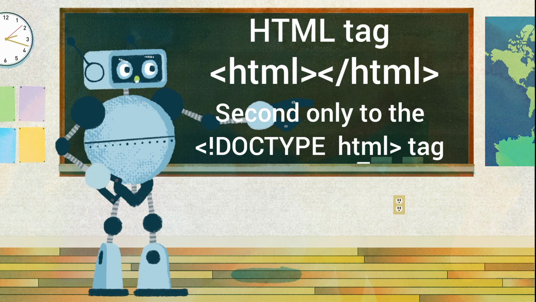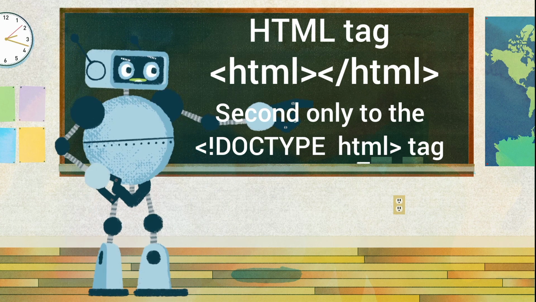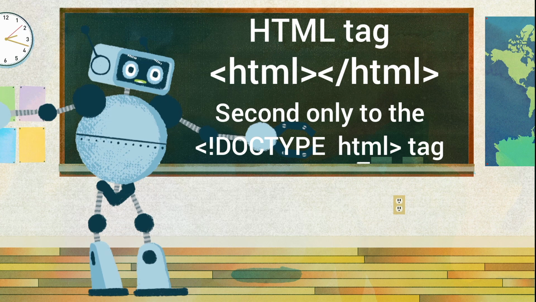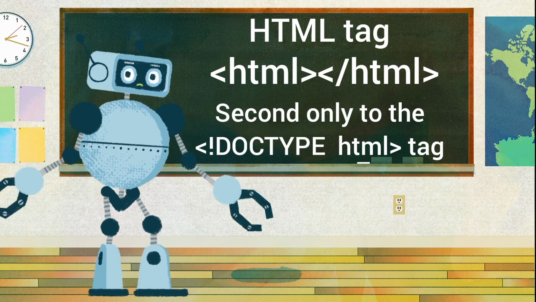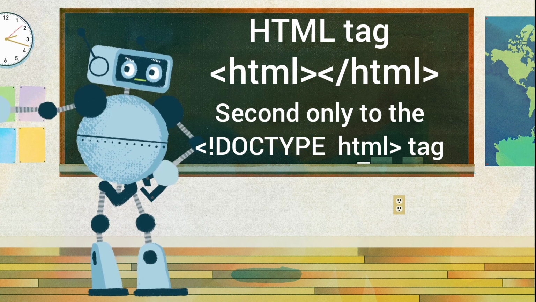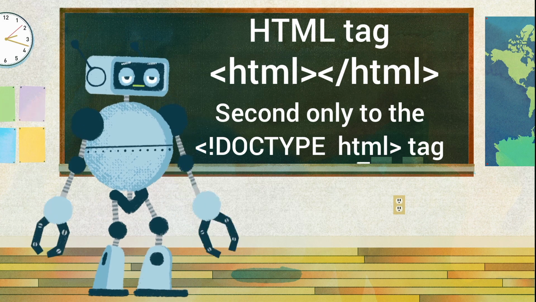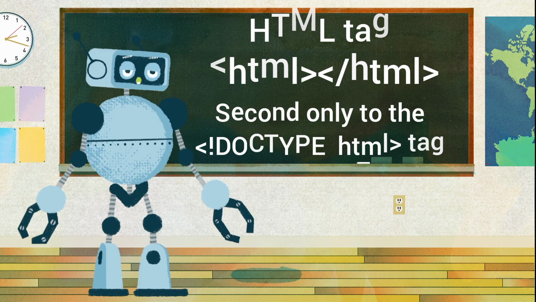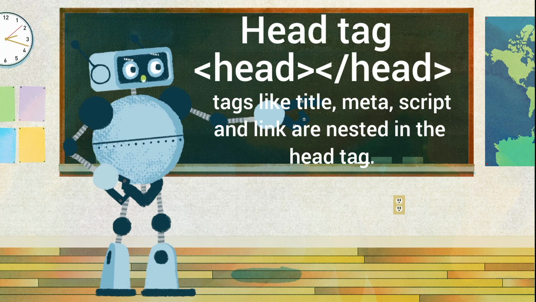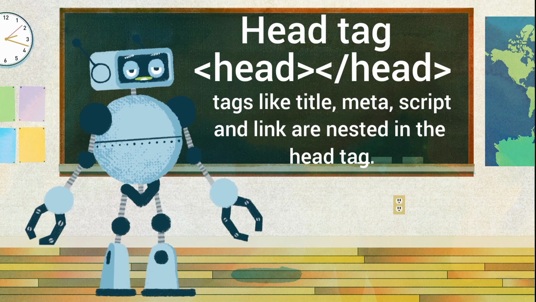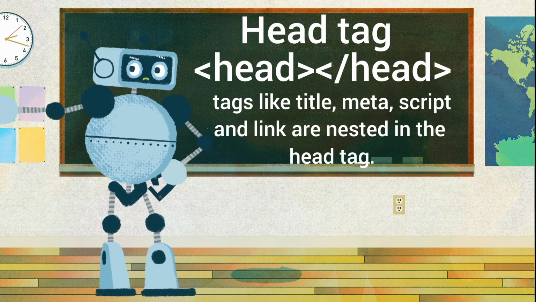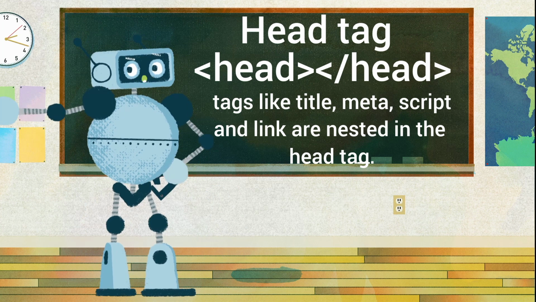Remember, if you include the doctype HTML tag in your code, as the first tag, it means your HTML code was written using HTML5. So the HTML tag provides the foundation of the HTML document, and all other tags are nested within it. The next tag is the head tag, which is denoted by this. The head tag helps to provide metadata about the document. It is placed between the HTML tag and the body tag.